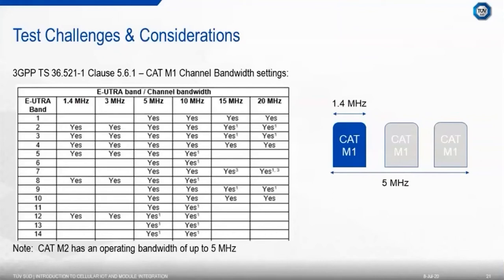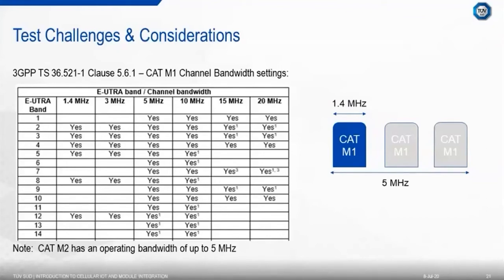So lastly, despite Cat-M1 supporting a 1.4 MHz bandwidth when all 6 resource blocks are used, there can be problems connecting to the device under test with the test set when using that bandwidth. So I've put a table there from 3GPP TS 36.521. This can be referenced to establish which bandwidths are supported for the Cat-M1 device.